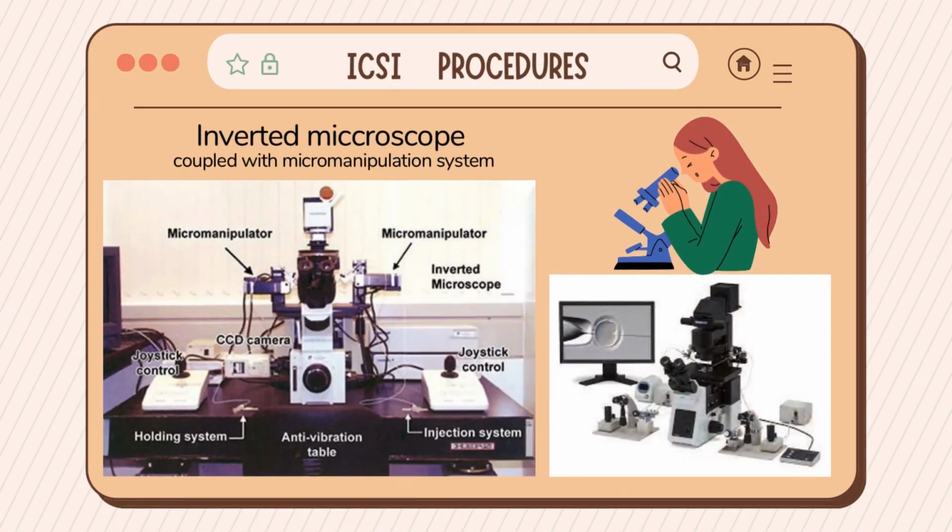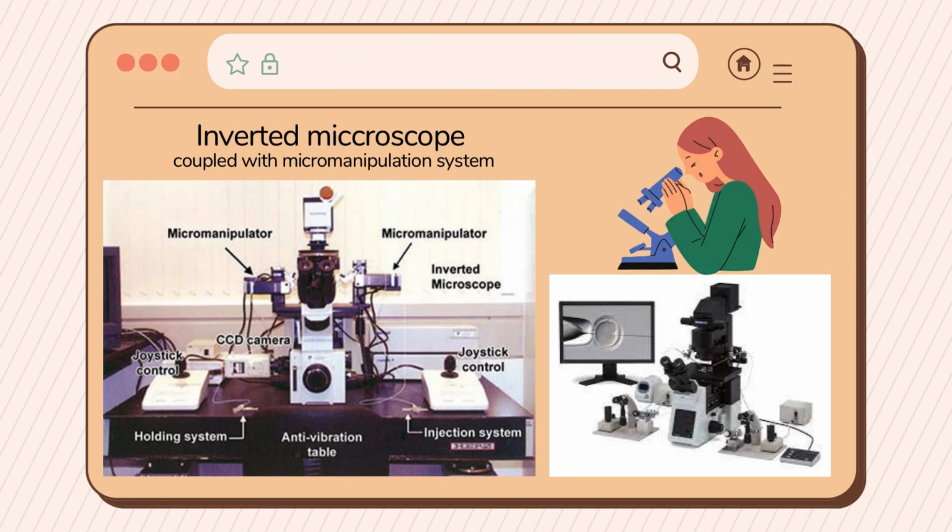Next, I will talk about the intracytoplasmic sperm injection procedure. Before I talk about this procedure, I want to introduce an important apparatus, which is the inverted microscope. This inverted microscope is coupled with a micromanipulation system, and it also comes with an injection pipette and a holding pipette. Both of these pipettes will be used to hold the sperm and also the egg later. So now let's move on to the procedure.